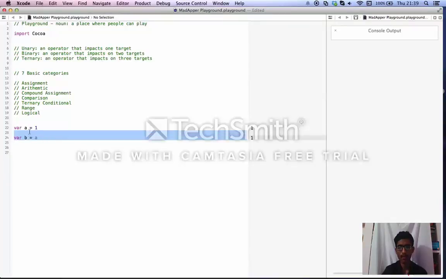Our arithmetic operators are used on all numerical values. You have 4 subclasses. You have basic, remainder, increment and decrement, and unary plus or minus. So basic arithmetic operators are very similar to what you learn in school. So add, subtract, multiply, divide, those kind. The only difference is how they are represented. You have plus, minus, multiply, and divide.